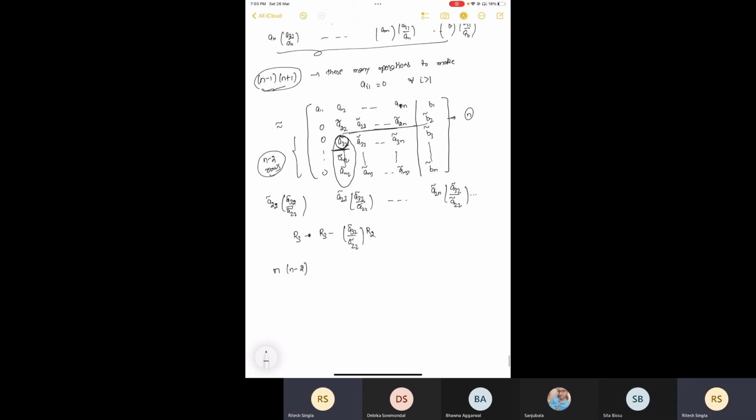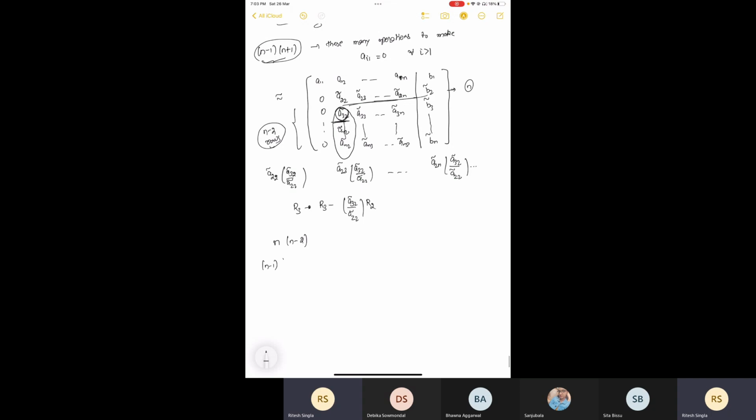Yes, sir. Okay, then what do we have? How many operations have we done till now? Sorry, n minus 1 into n plus 1, n into n minus 2, and so on. At one stage, we will have 1 into 3. If we go in this manner, the next term will be what? We will have n minus 1 into n minus 3, right? So continuing in this manner, we will have 1 into 3. And we will get an upper triangular matrix, isn't it?